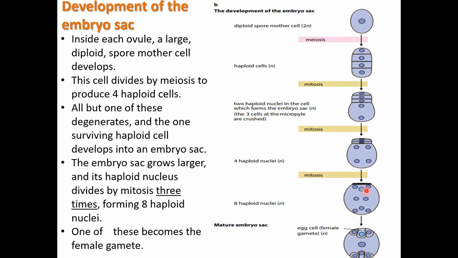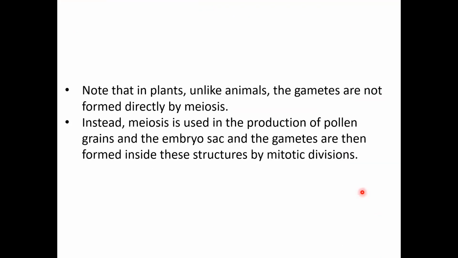Right, so this is how this embryo sac develops in the female reproductive parts of the plants. Right, so it starts with 2N diploid cell, the diploid spore mother cell. They undergo meiosis. We have 4 haploid cells. 3 of them degenerate. Only 1 develops into an embryo sac. It then undergoes mitosis. So these haploid nuclei undergo mitosis. So in the first division we have 2 of these. In the second we have 4. In the third division we have 8. So out of these 8, the 2 in the middle fuse together. And the one at the top here in the middle is the one which develops into the female gamete. And this is then fertilized by the pollen grain, right?